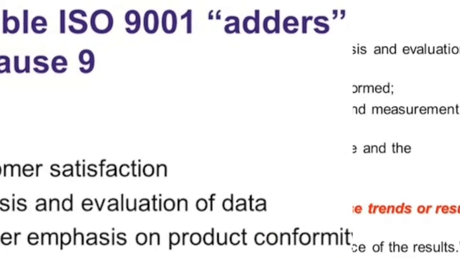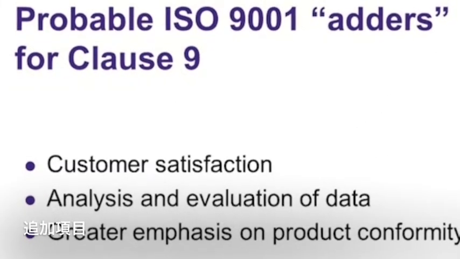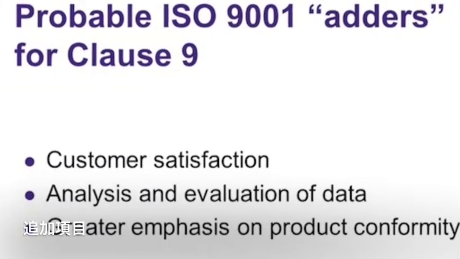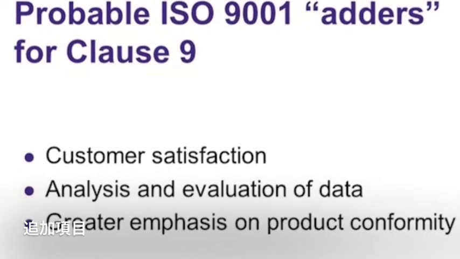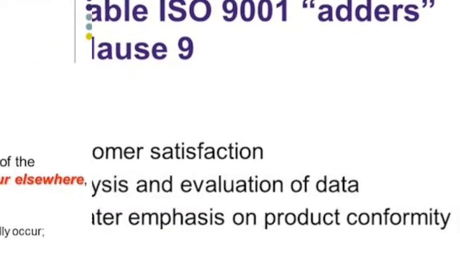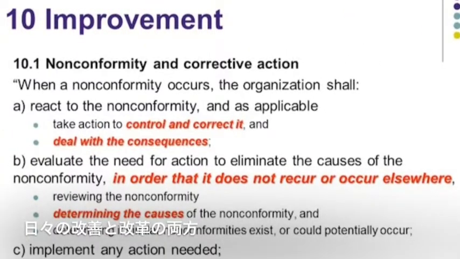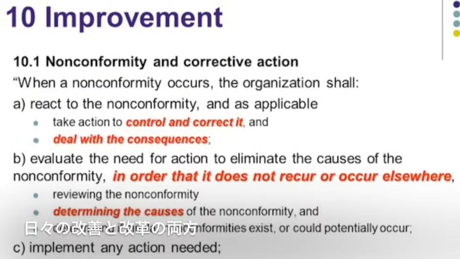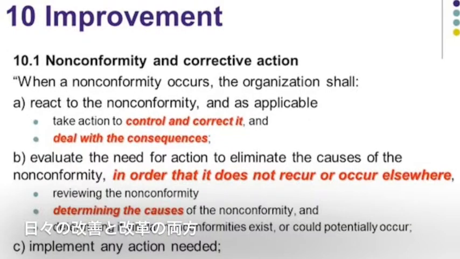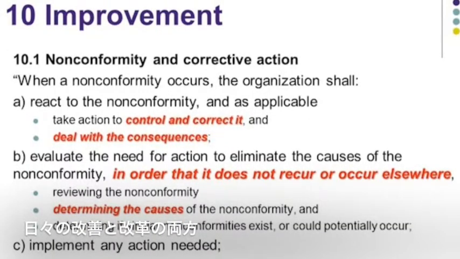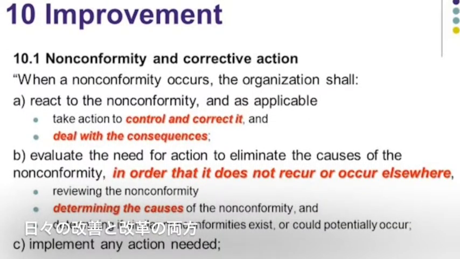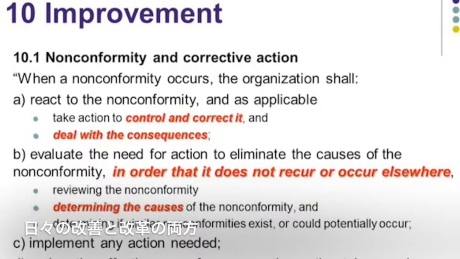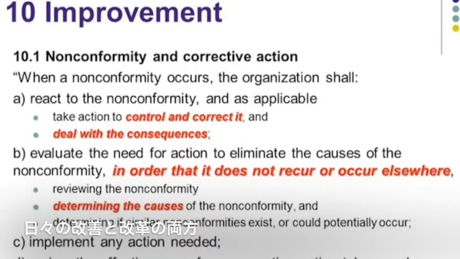Again, probable adders for Clause 9: customer satisfaction, data analysis, and greater emphasis on product conformity. And then finally, we have the clause on improvement. The jury is still out as to whether we are going to continue to use the phrase continual improvement, or whether we're just going to talk about improvement.